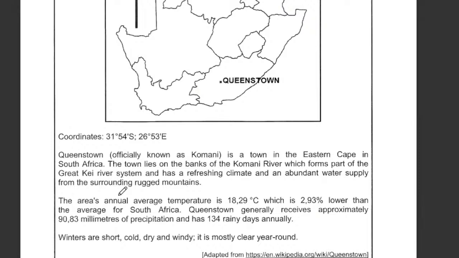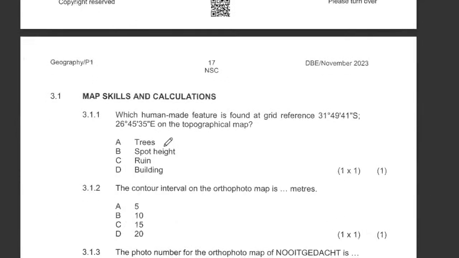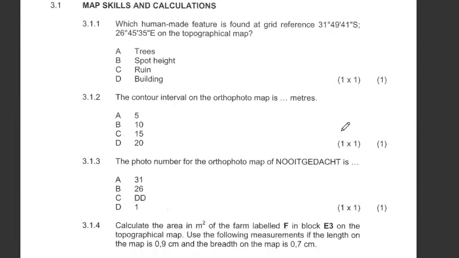Okay. Let's see the questions. Which human-made feature is found at grid frame 3649? 3649.